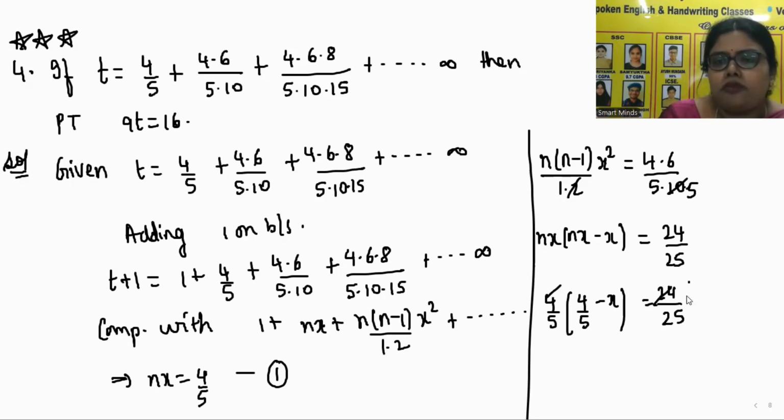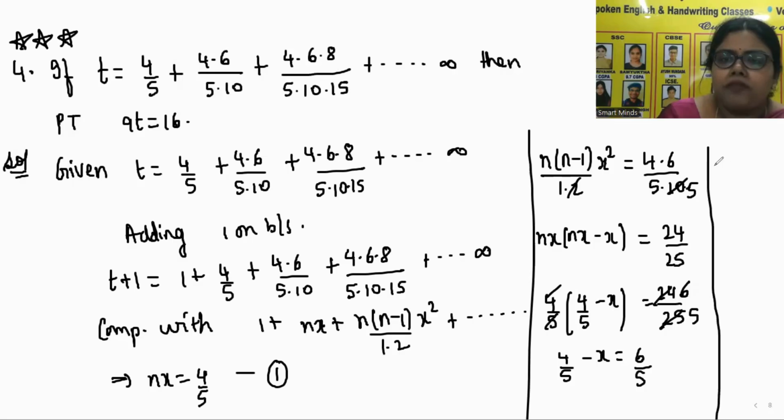Now 4 ones are 4, 6 fours are 24. 5 ones are 5, 5 fives are 25. So 4 by 5 minus x is 6 by 5. So you will get x is equal to 4 by 5 minus 6 by 5. So x is equal to minus 2 by 5.